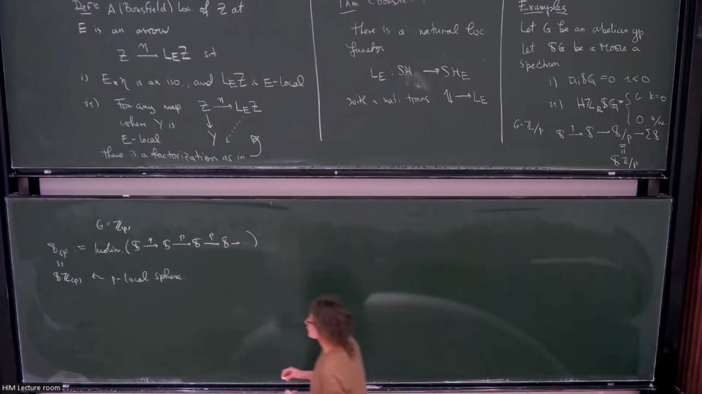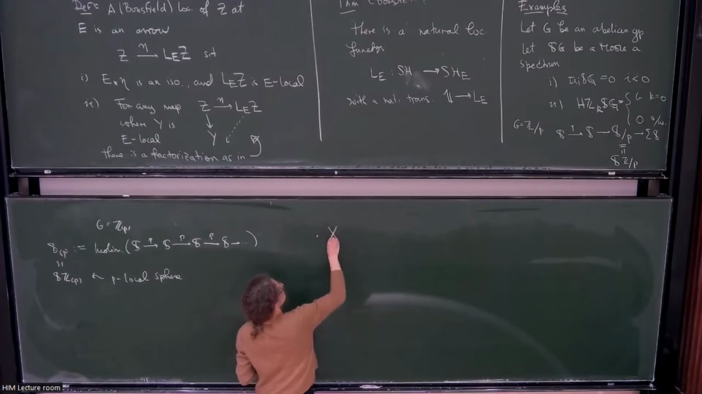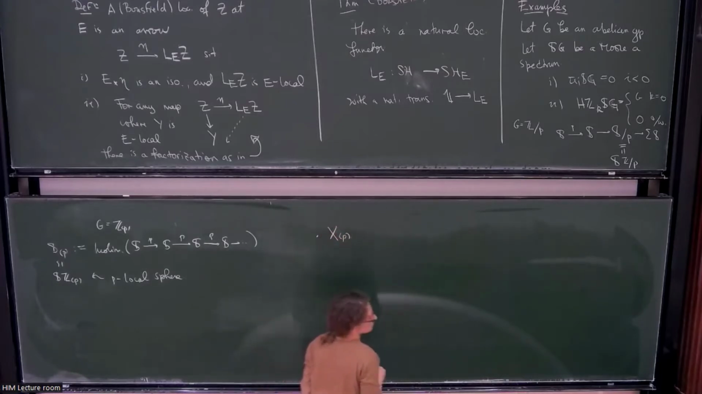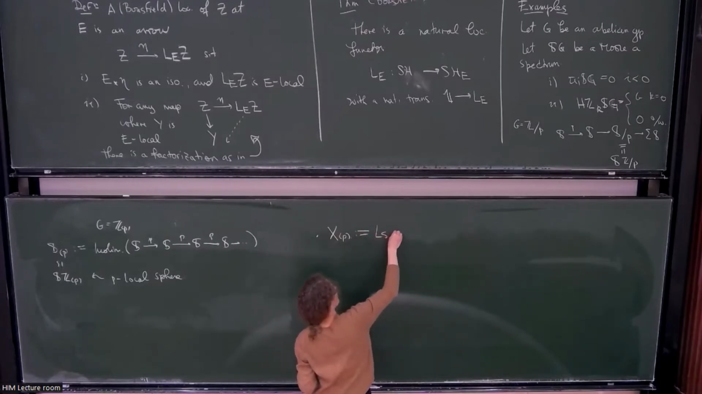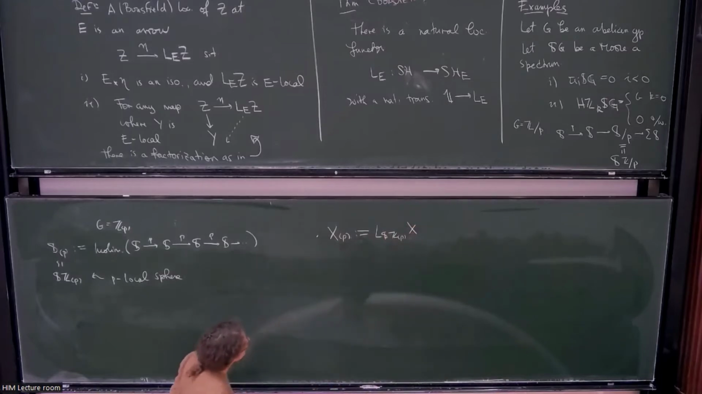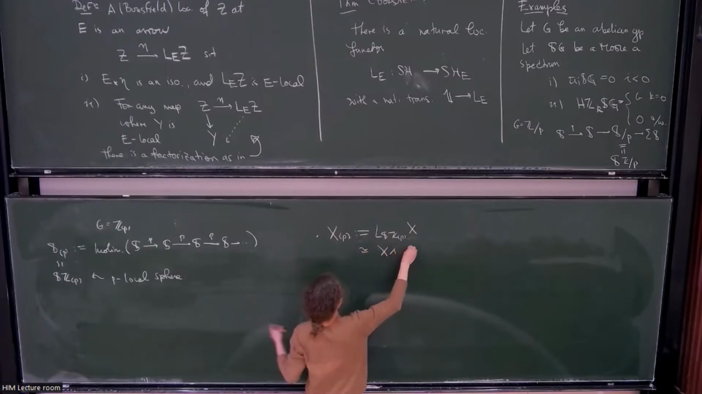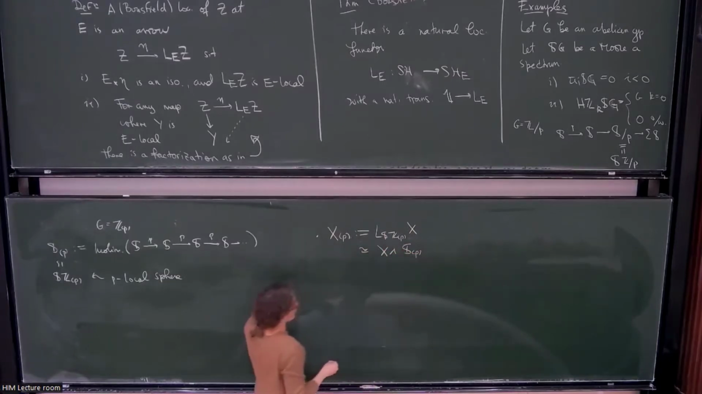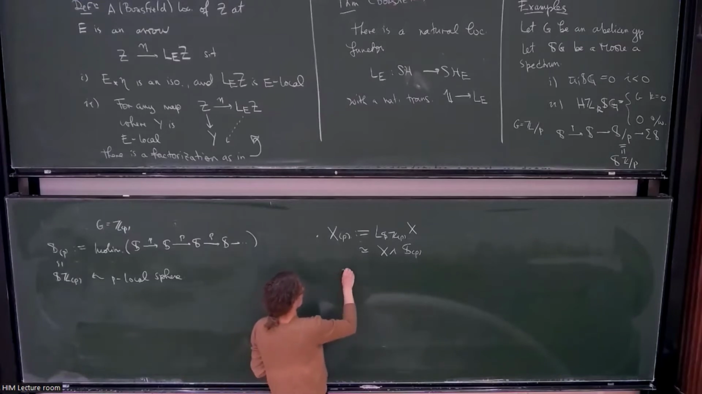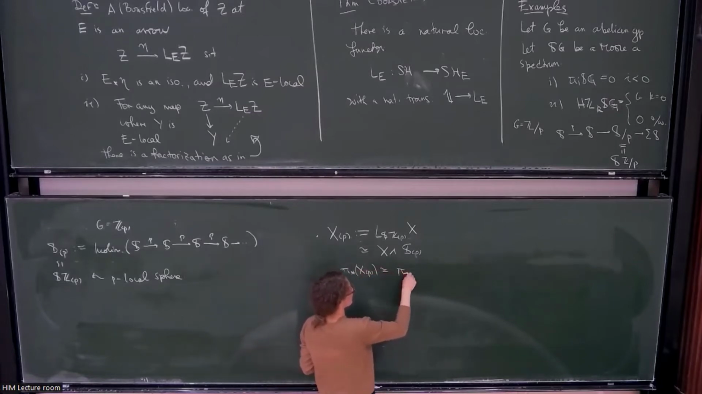Okay, so let's look at what localization functors look like for these. X localized at P, this is going to be the notation that we use for the localization of X at P. It turns out this is equivalent to X smash with the P local sphere. And the theorem of Balmer is that if you look at the homotopy groups of X localized at P, then this is the same as taking the homotopy groups of X and localizing those at P.